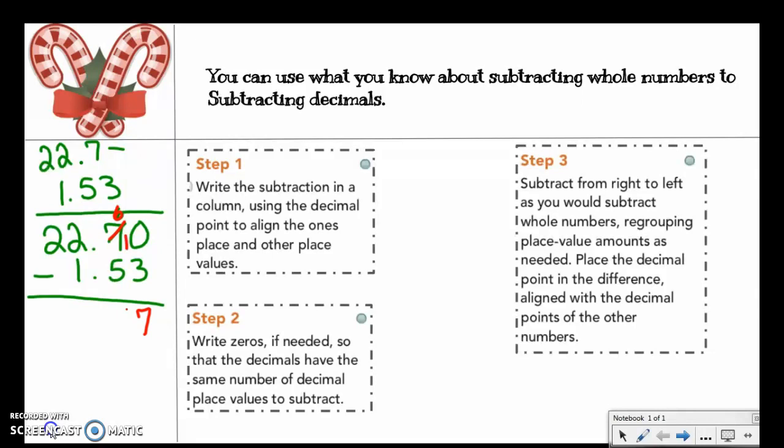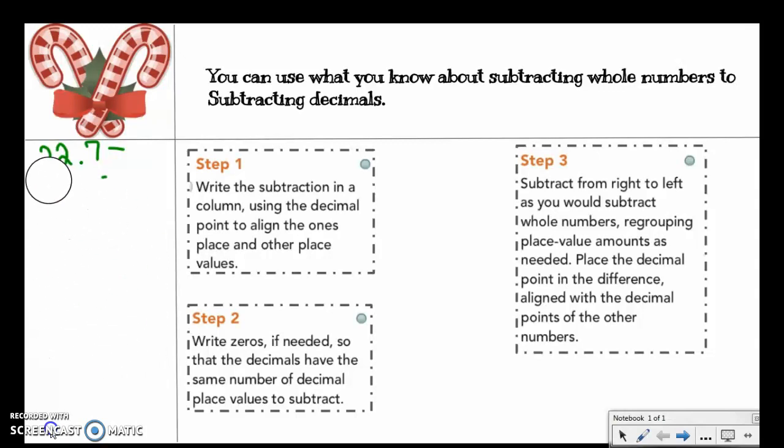6 minus 5 is 1. Again, bring down your decimal place. 2 minus 1 will give us 1, and then 2 minus nothing will still give us 2. All right, so our answer for this problem will be 21.17, or 21.17. That could be said that way as well. All right, so let's move on to the examples.